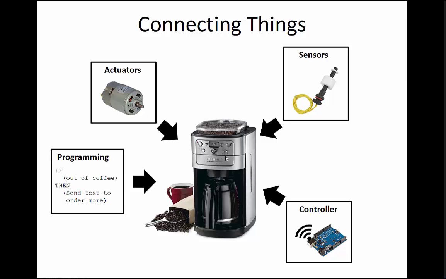I have to define what decisions it's going to make. So if the device senses that it's run out of coffee, then I want to send a text to order more. Or maybe my smartphone alarm goes off. If my alarm goes off, then maybe trigger the system to start making coffee. That's something that'll make its own action.